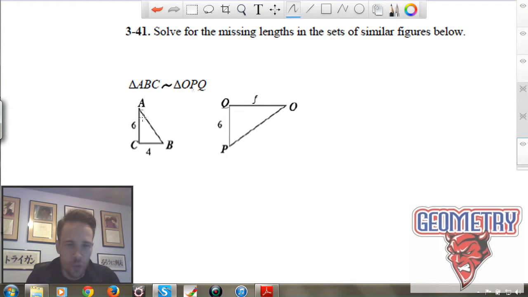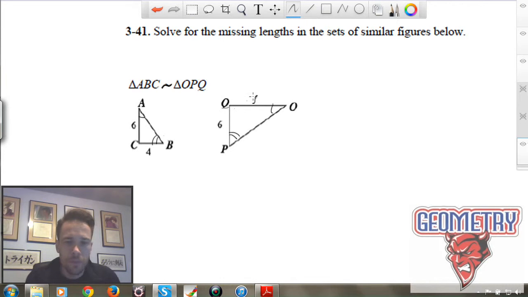Since there's no markings on here, I'm going to mark that A and O match up, B and P match up, and that's going to allow me to see which side of triangle ABC matches up with which side of OPQ. You can't just look at the picture and assume that two sides match up because it looks that way or because the picture is drawn that way. Use the similarity statement to match up the proper pieces.